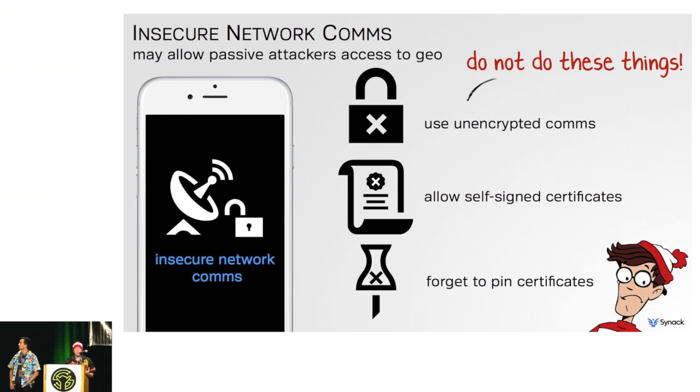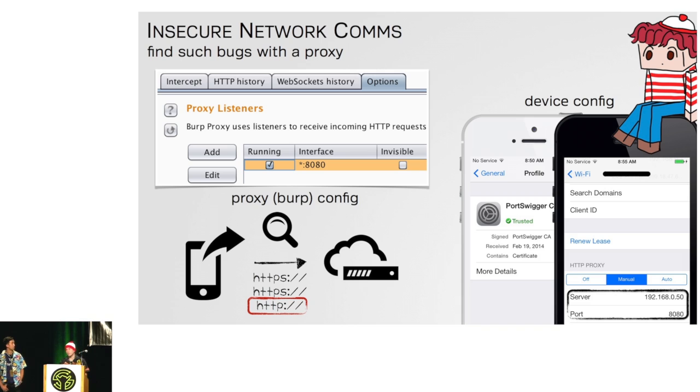The easiest way to find these kinds of bugs, to look for insecure network comms, is to simply sniff the network traffic. This turns out to be pretty easy to do. What you do is you first set up a proxy on your host device, on your laptop. There's a variety of free ones. I use Burp. It requires Java, which kind of sucks, but other than that, it's free and pretty decent.